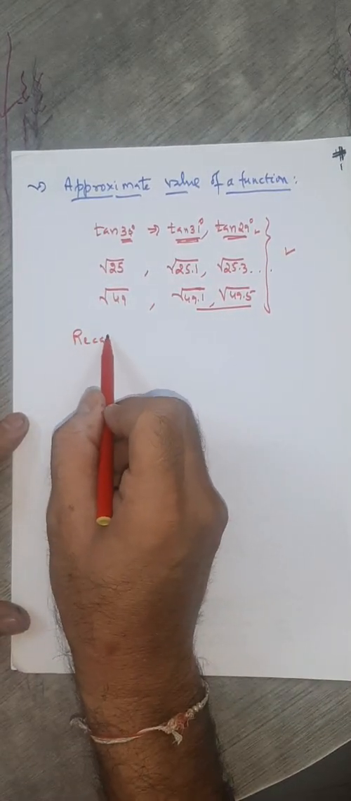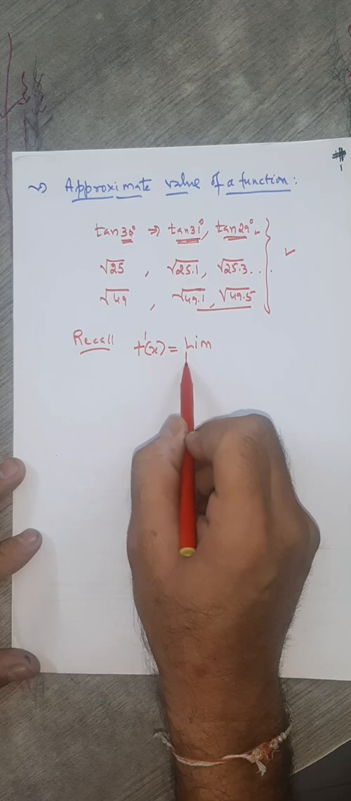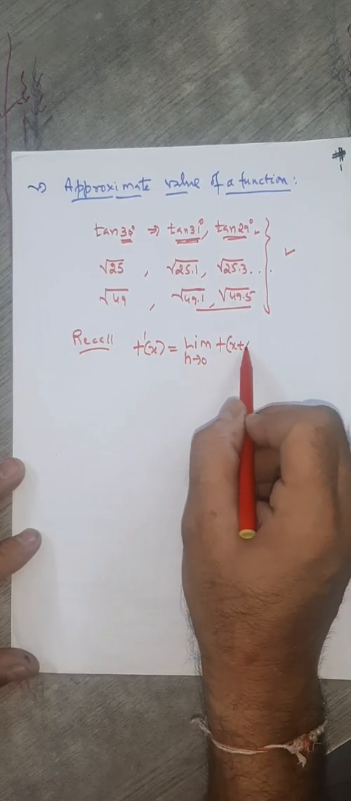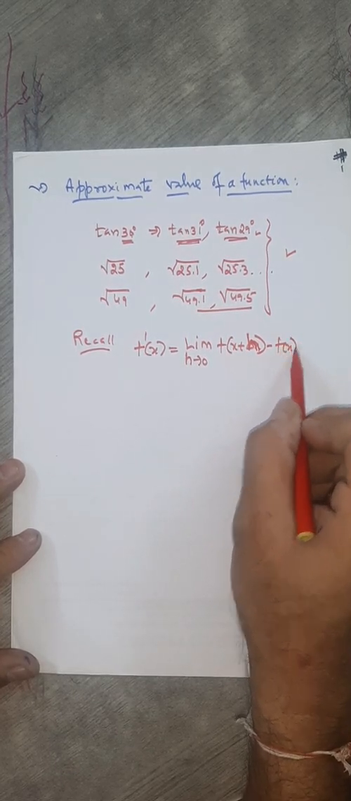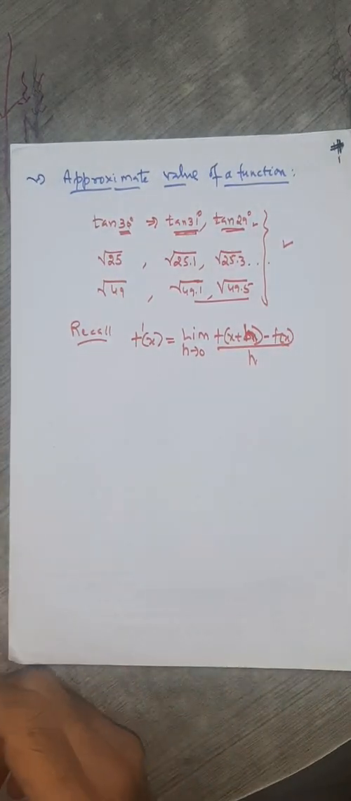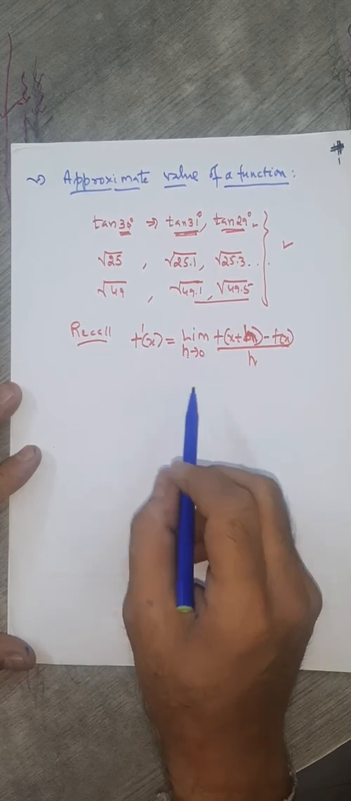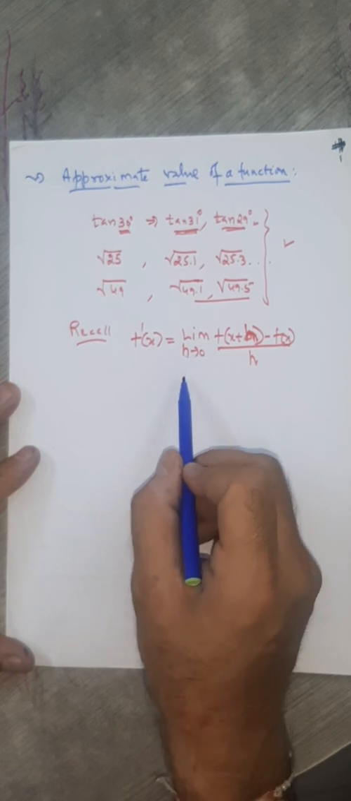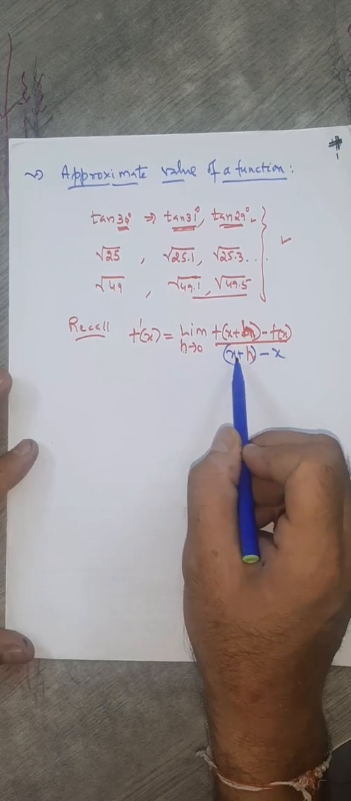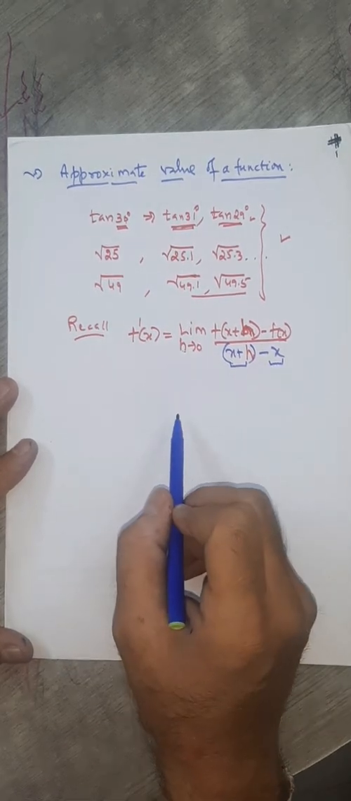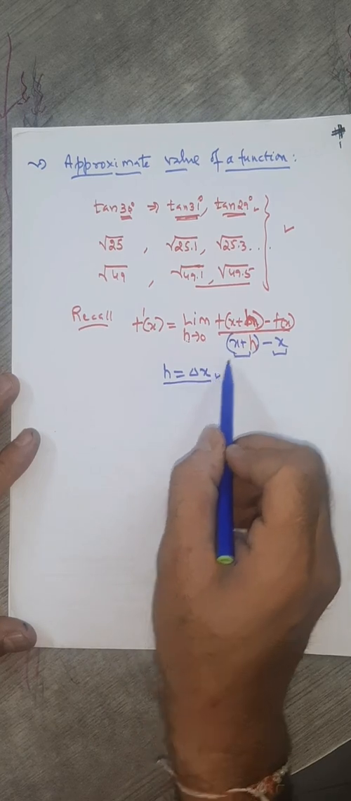So let's recall. This was the definition of derivative. Limit h tends to 0, f of x plus h minus f of x upon h. That was the definition of derivative of function. Now here that h is very small. Limit tends to 0 means what? It's very small. So it's a difference of values of variable x. So usually that h is denoted by delta x. That's because that's the error in x.